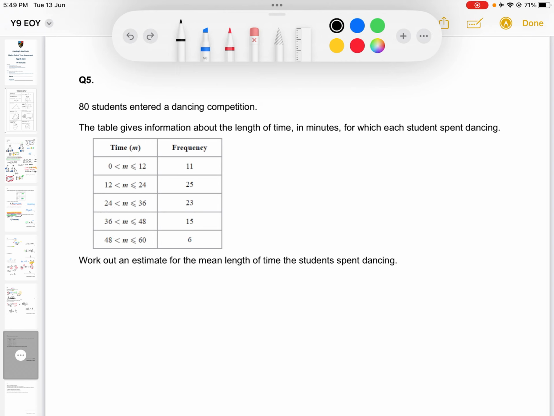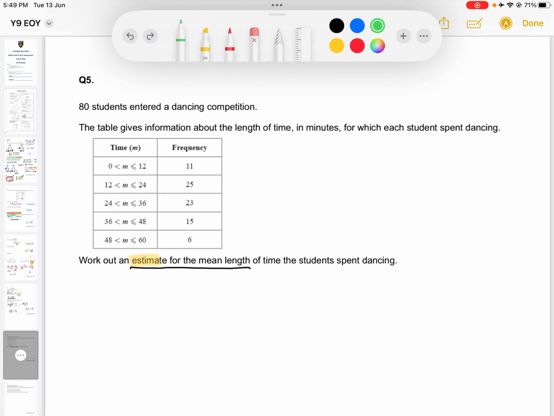The question asks us to work out an estimate for the mean length of time that students spent dancing. The reason why this is an estimate for the mean and not an actual finding of the mean is because, with these intervals, you do not have exact lengths of time. You have a group, a range, an interval which your students fall within. Now, the best guess of what numbers would be between them would be to pick the middle.